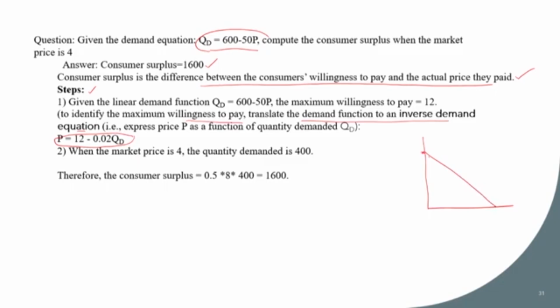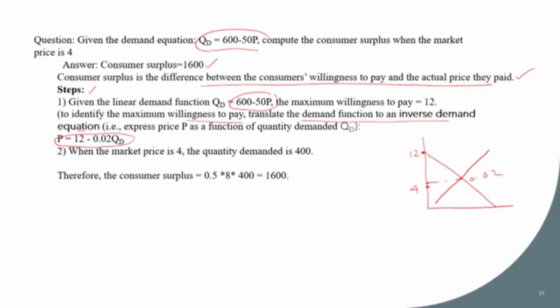Here the maximum willingness to pay is 12, and the market price, as we already saw, is 4, right? So in order to get the market price, the supply curve should go through this point. The slope is 0.02 here. If you plug in these values, when the market price is 4, the quantity demanded you are going to get is 400.